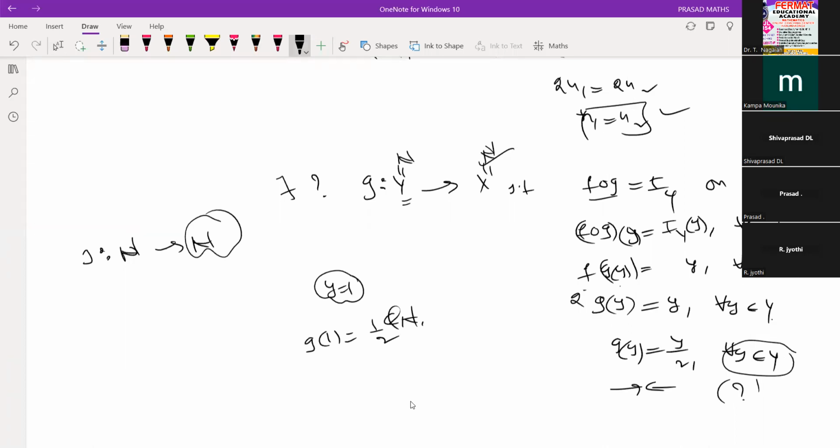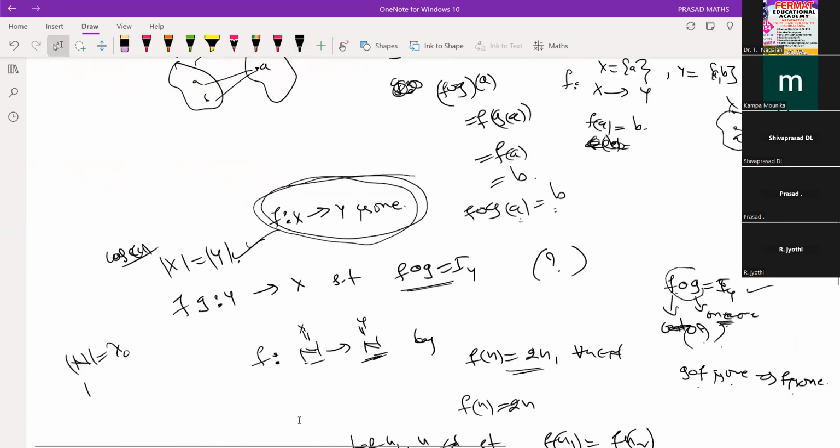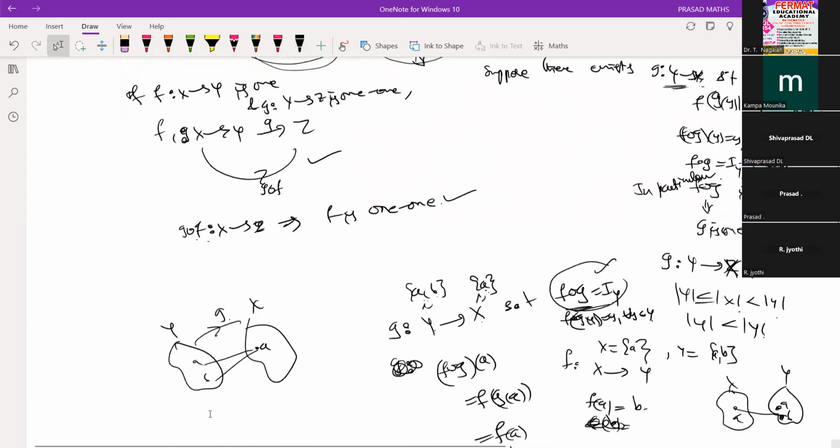So therefore, what is my guess? There does not exist such a function, even though the cardinalities are equal. Even if the cardinalities are equal, there does not exist a function in such a way that f circle g is equal to identity function on y. So this is a very, very important problem. This question appeared in GATE and CSIR also. So this problem is a very, very important idea.